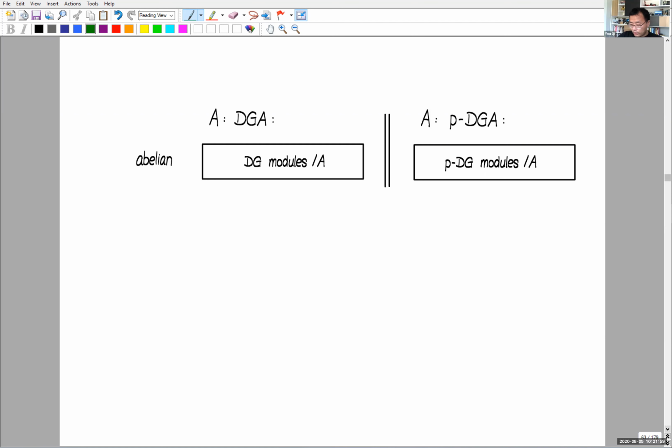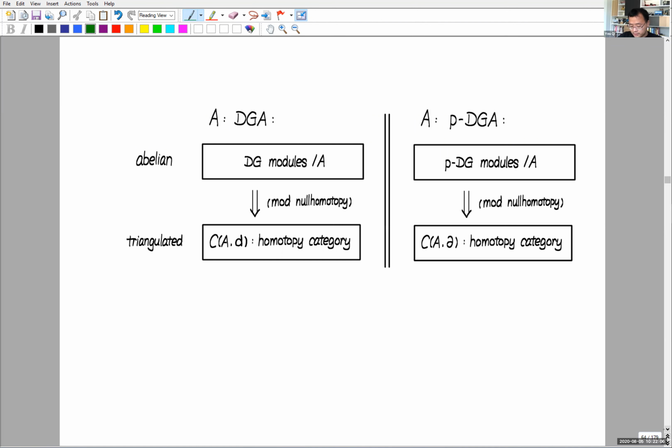Okay, so we have explained the notion of homotopy in this context. So you can model null-homotopic maps in these categories. In the usual DG world, null-homotopic maps are those obtained by applying d to some A-linear map between chain complexes. So you obtain a triangulated category. And here in the PDG world, you apply d to the (p-1)th power of some A-linear map to obtain the homotopy category.